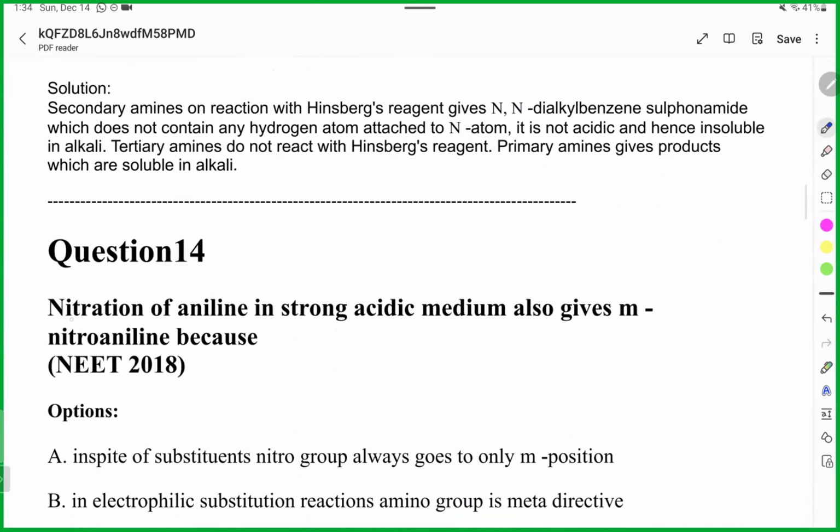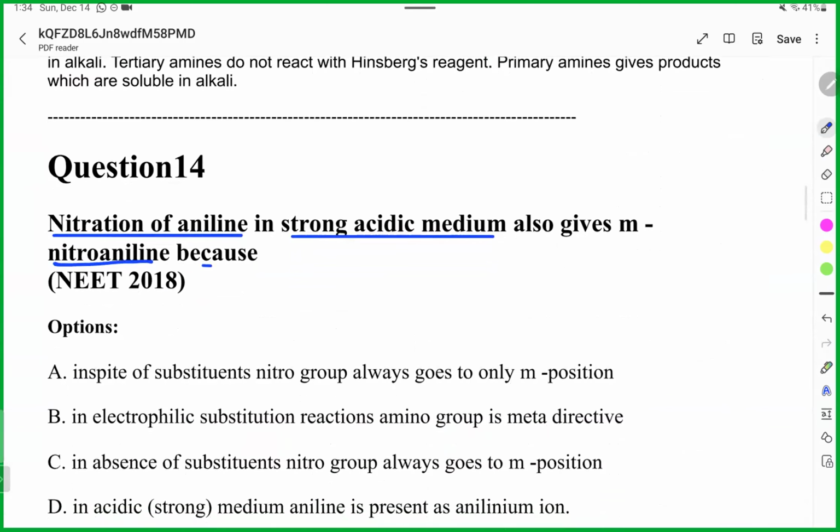Barinder, nitration of aniline in strongly acidic medium will give meta-nitroaniline. D. Because you have two strong acidic media, H2SO4 and HNO3. So it will form the anilinium ion, and the anilinium ion is meta directing.